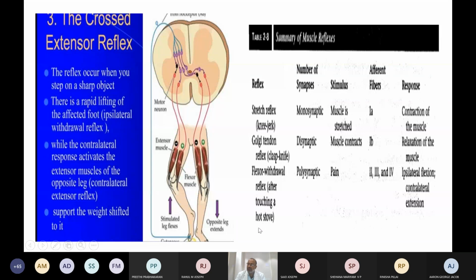Then the third one, the flexor or withdrawal reflex. After touching a painful stimulus or a hot stove, or after placing the foot on a thorn. Understood? What is happening? It is polysynaptic, more than one synapse. The stimulus is pain, and the information is carried through afferent fibers 2, 3 and 4, and there will be flexion on the same side and extension on the opposite side.